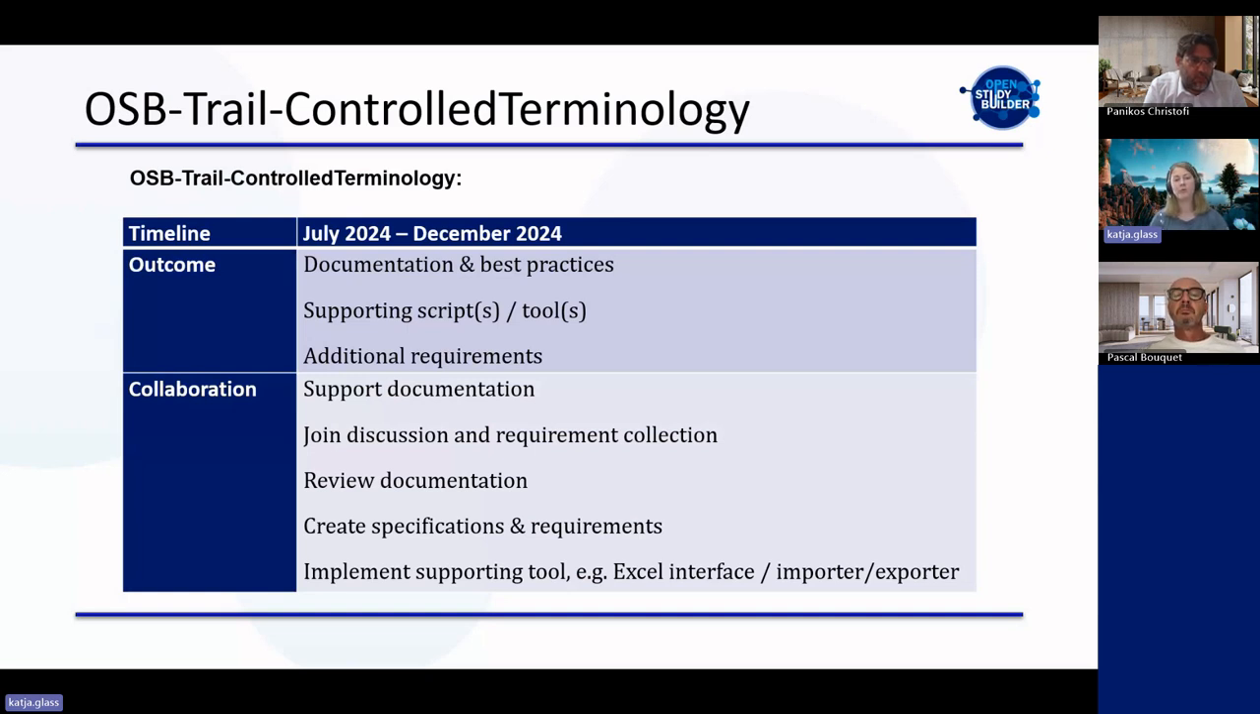You can either support with the documentation, you can join the discussions and, for example, create also requirements. You can also review the documentation and mention wherever you don't understand something or you would like to have enhancements. But you can also collaborate on the creation of specification and requirements, and even also implementing tools. For example, for the controlled terminology, it might be nice to get even an Excel interface or an Excel importer, exporter.